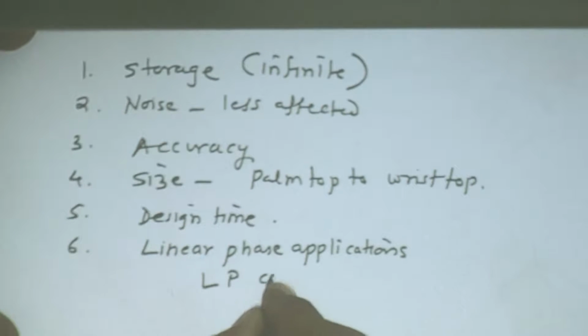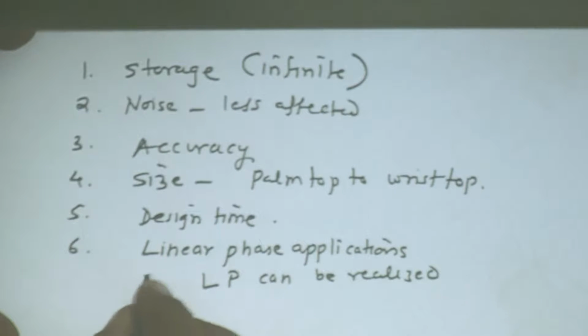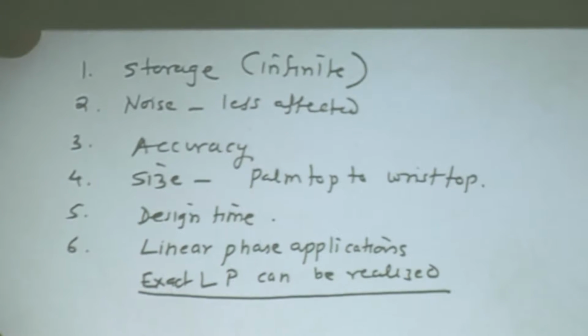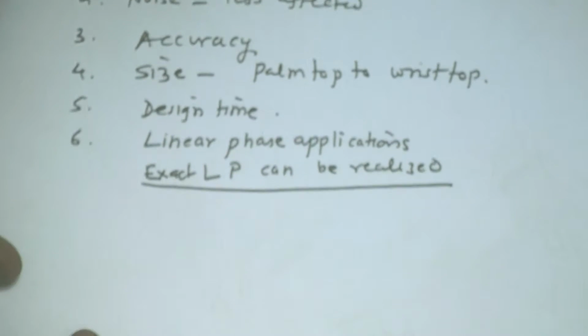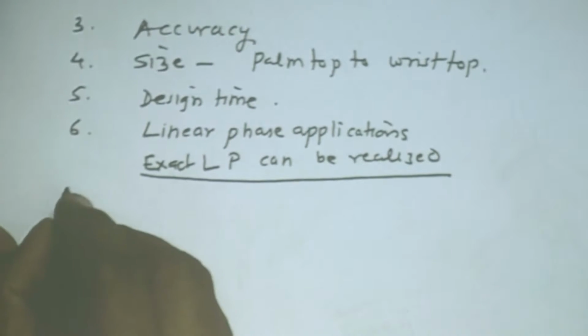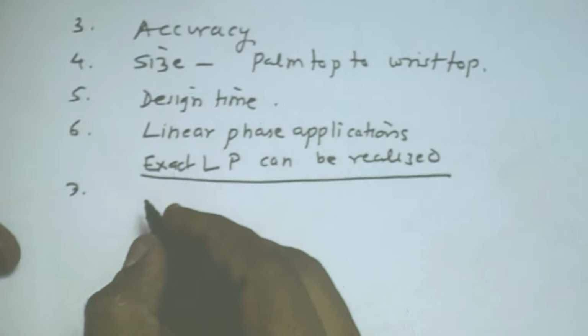Linear phase can be realized. So I would say exact linear phase can be realized in digital systems. Whenever the application demands the linear phase, we have no option but to go for digital. Whether to choose analog or digital, if the application demands linear phase, we have no choice but to go for digital application or digital signal processing or discrete time signal systems. Yeah?